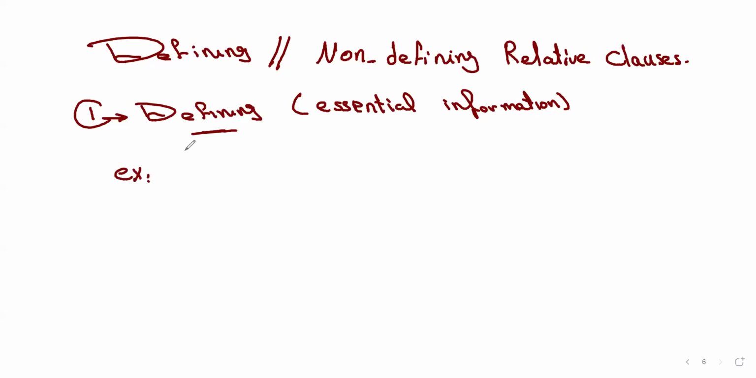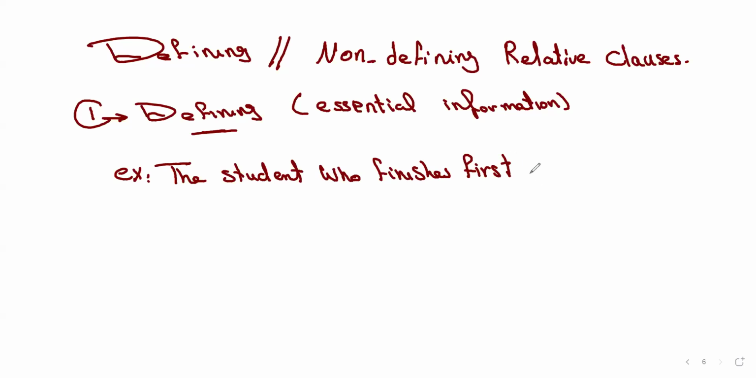Let's see an example. The student who finishes first gets a prize. Without the clause, we don't know which student. So this provides essential information; we can't understand the sentence without it.